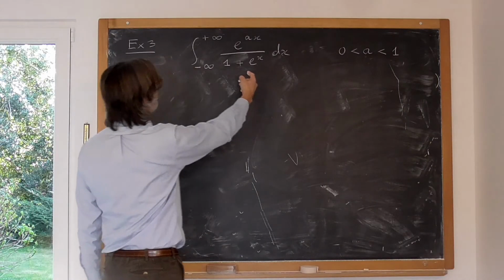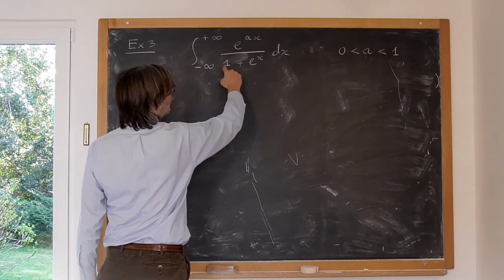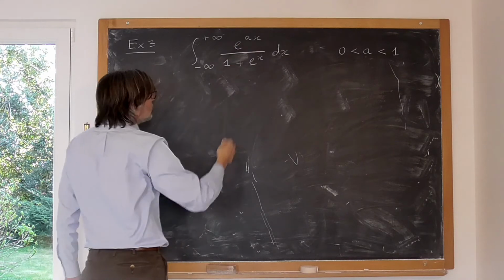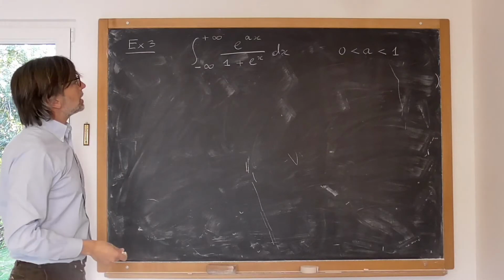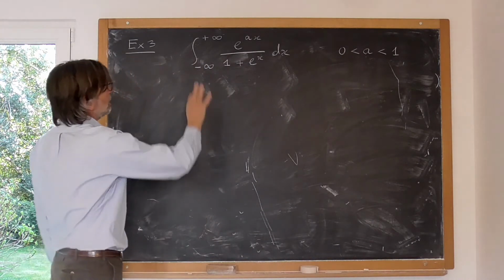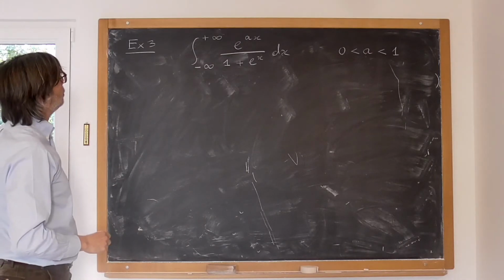So it's exponential convergence to 0, so we get summability on that side without any problems. And also when x goes to minus infinity, the denominator converges to 1, and e to the ax goes to 0 exponentially because a is positive. Okay, so this function is summable. We have no problems of summability.